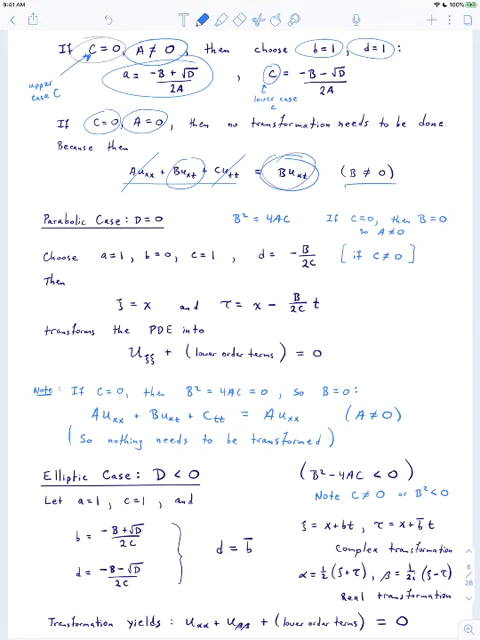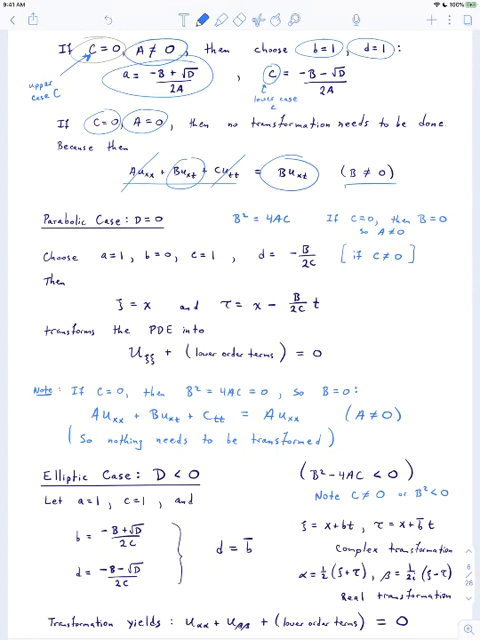So you don't need to do anything, except maybe divide by capital B, which is non-zero. So that describes the hyperbolic case. What's next is the parabolic case, when d is equal to 0. We won't go through the details quite as exhaustively in this case. I'll just tell you what the transformation is.